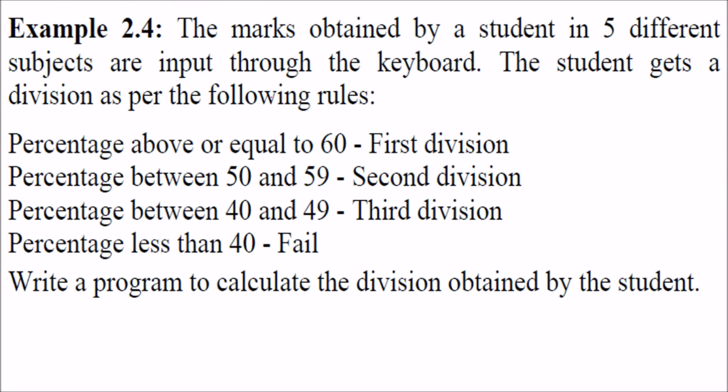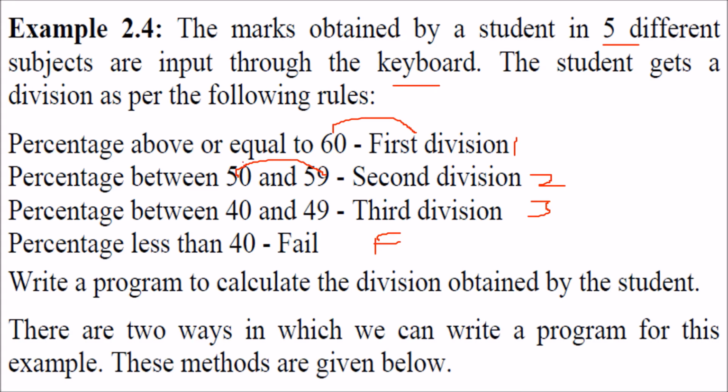These are the marks obtained by a student in 5 different subjects. This has to be input through the keyboard, and the student gets a division like this. A percentage above or equal to 60 is given first division, between 50 and 59 second division, 40 to 49 third division, and below 40 it should be fail. So how do we write a program to calculate the division obtained by the student?